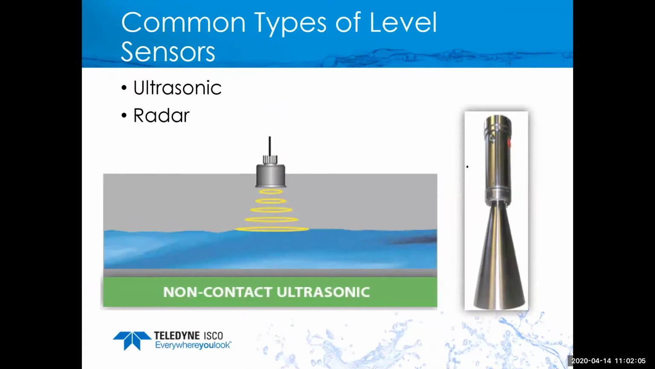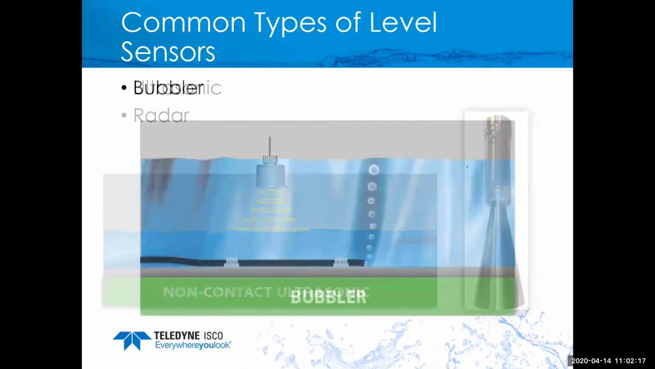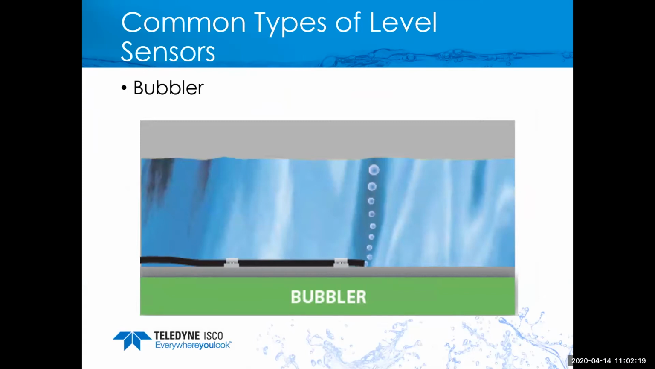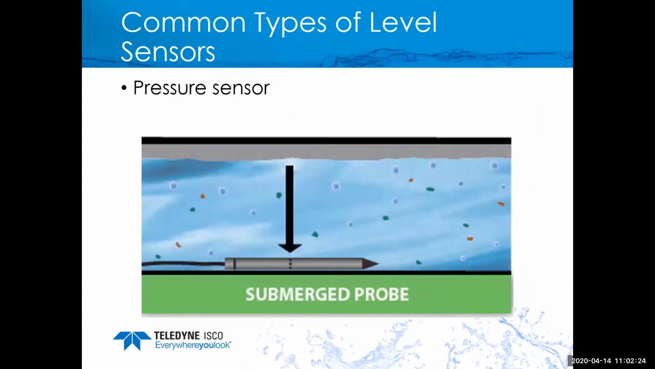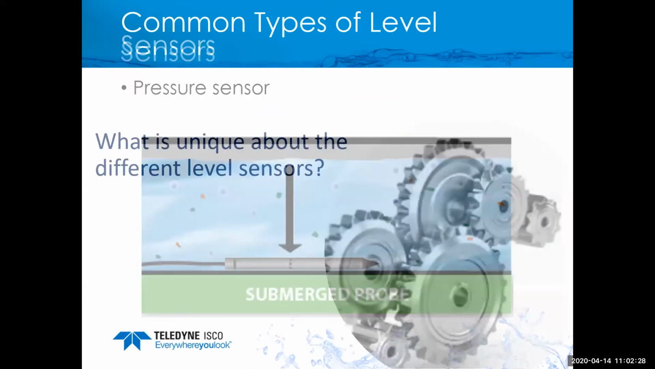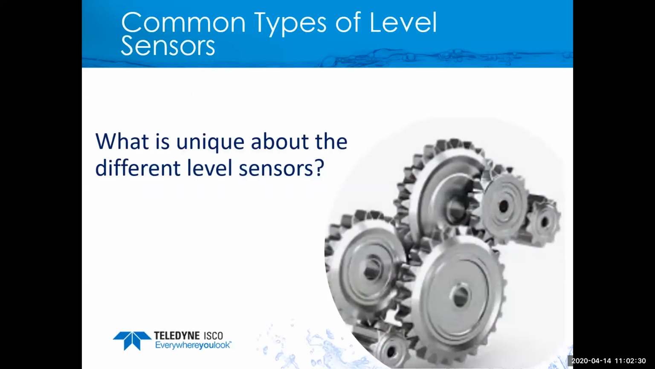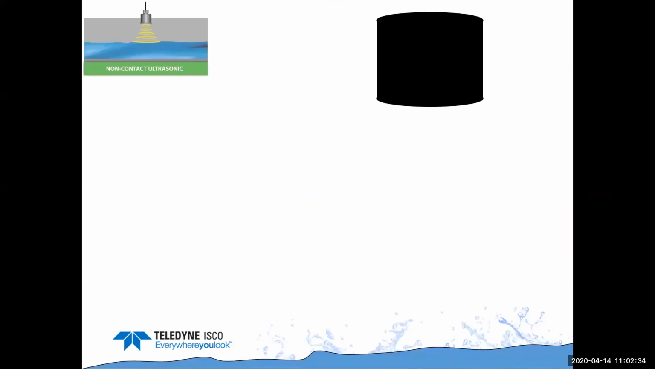So some of the sensors that you're going to see, we'll talk about the level sensors to start with, will be the ultrasonic level sensor and the radar level sensor, which are non-contact sensor technologies. And then I'll discuss the bubbler level sensor and also the submerged probe or pressure transducer. So what's unique about the different level sensors? We'll start with the ultrasonic.